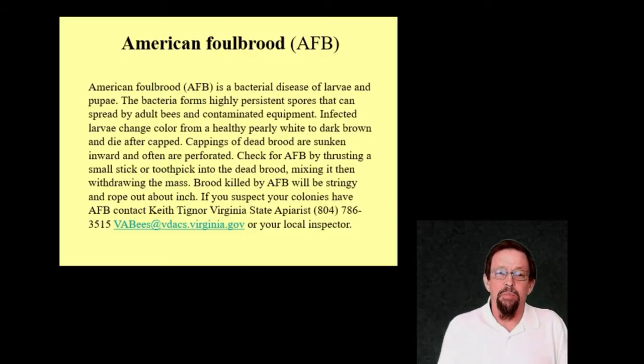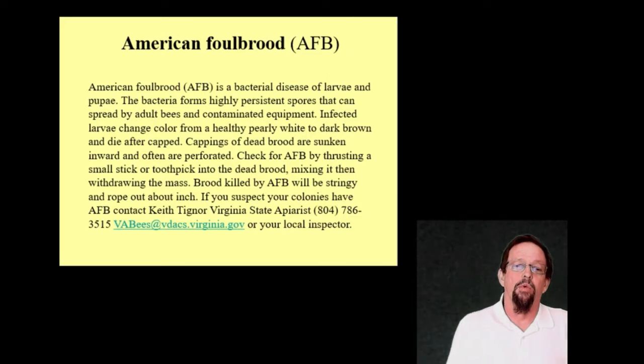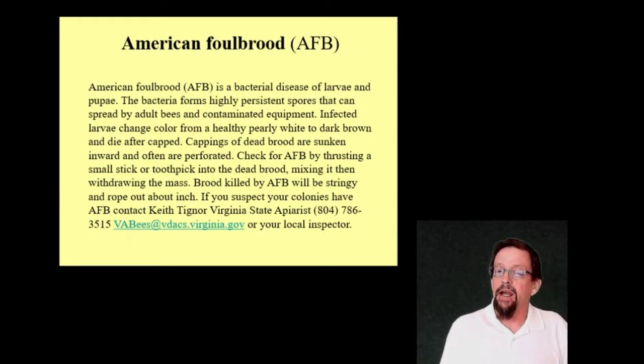Alright, so let's start big. We're going to start with American foul brood. This is the number one, the worst thing that can occur in your hive, and it's a bacteria that forms highly persistent spores, and they infect the larvae, and the larvae change from a pearly white to a brown, and then after they're capped, the cappings are perforated.